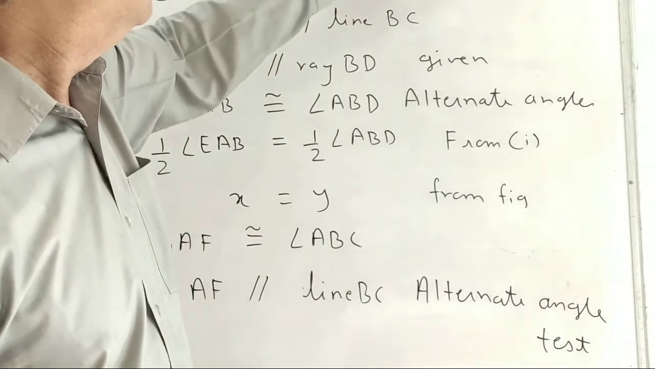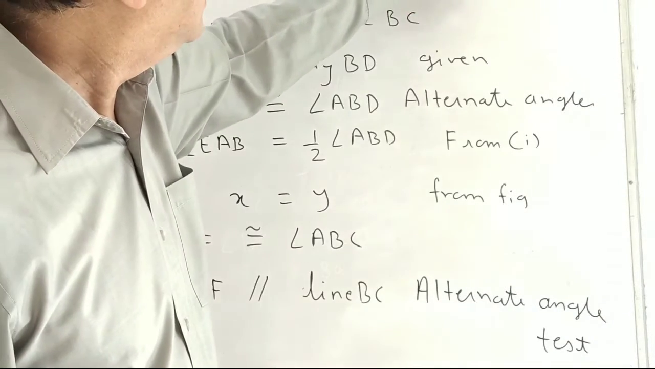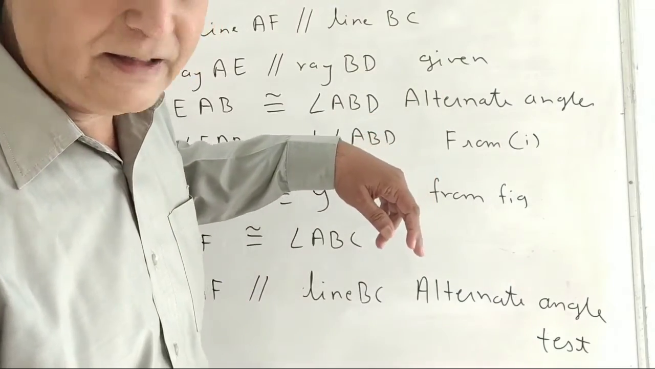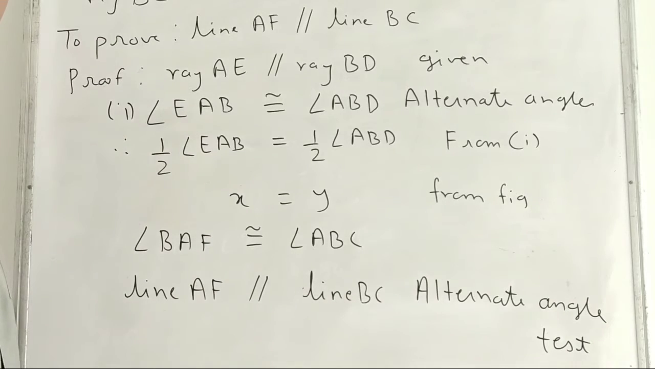Now if you see, in this figure alternate angles are congruent. If alternate angles are congruent, the lines are parallel. Proved. So line AF is parallel to line BC by the alternate angle test.